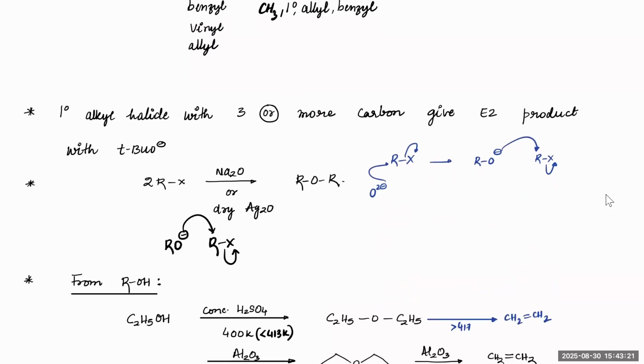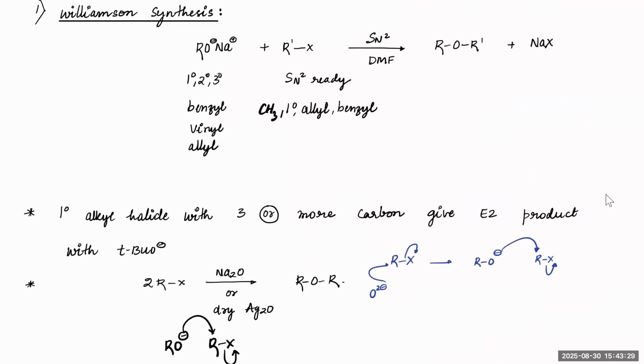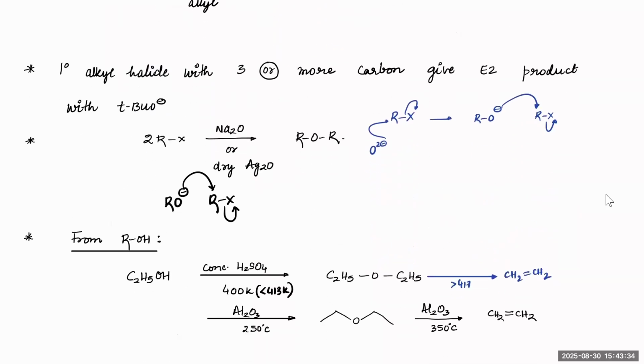And now you notice 1 degree alkoxide with 3 degree alkyl halide gives E2. So suppose if this was 3 degree, it would always give you E2 mechanism. If you have 2 moles of alkyl halide, then you react with Na2O or dry Ag2O. So first RX will be attacked by O2 minus, X minus is removed, that will become RO minus. So that will react on the second mole of RX, removing X, and that's how you will get an ether form.